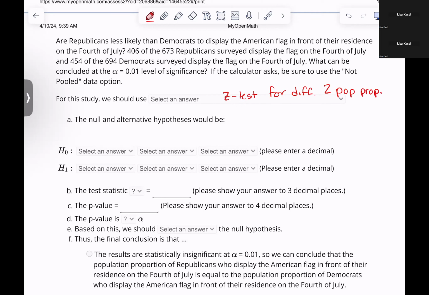And so what are we looking at? The proportions of Republicans, which we'll call P1, and P2 for Democrats. So the alternative is P1 is less than P2, and the null is P1 is equal to P2.